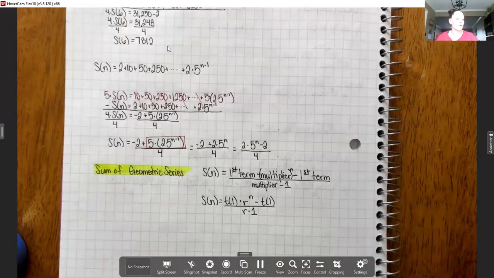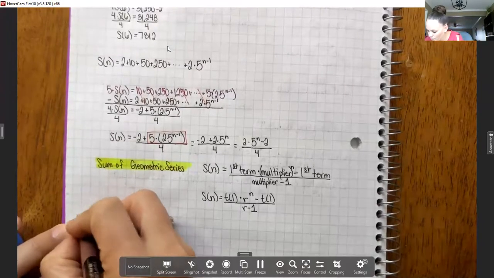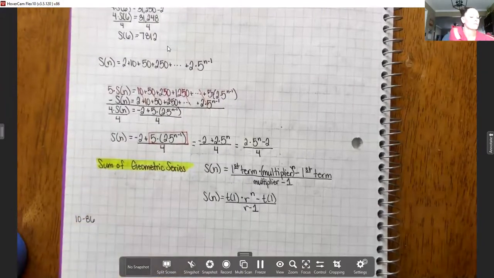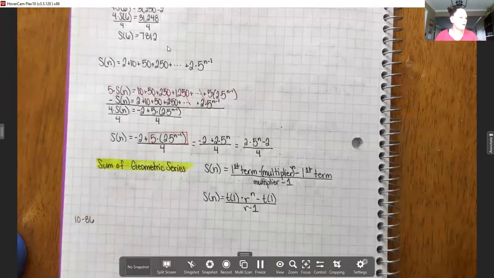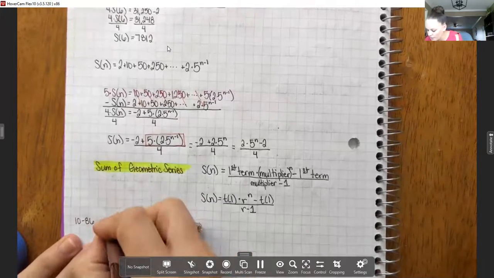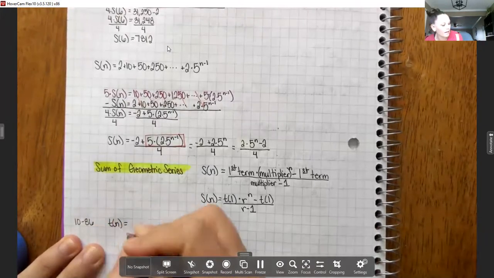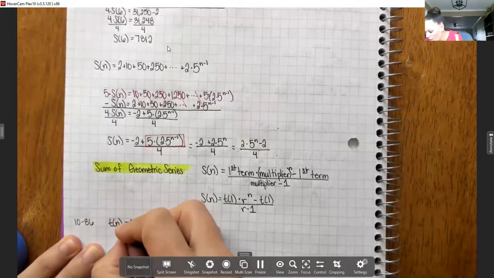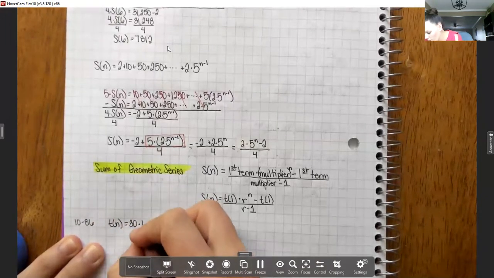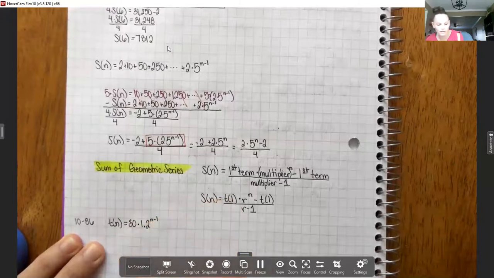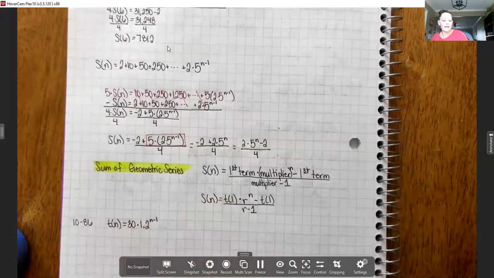All right. So that was 83 to 85. So 10-86. It says Antonio is working with a new geometric series generated by the equation t of n equals 30 times 1.2 to the power of n minus 1. His sister challenges him to compute the sum of the first 37 terms.